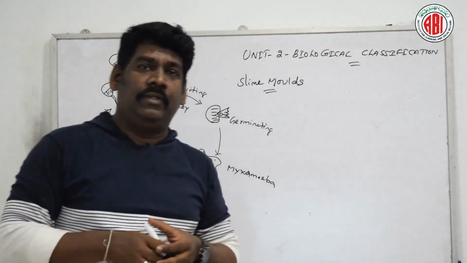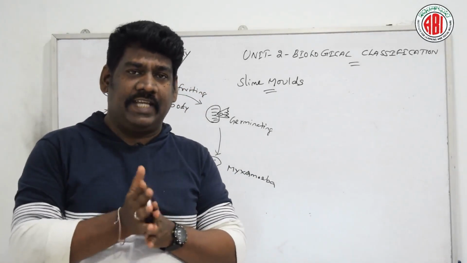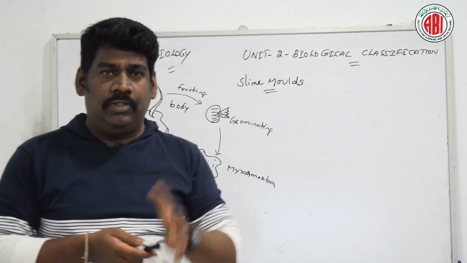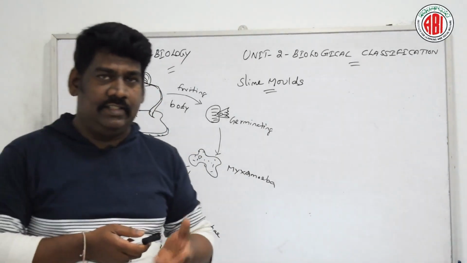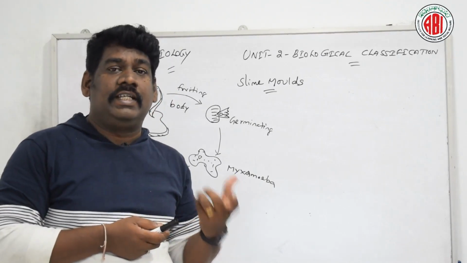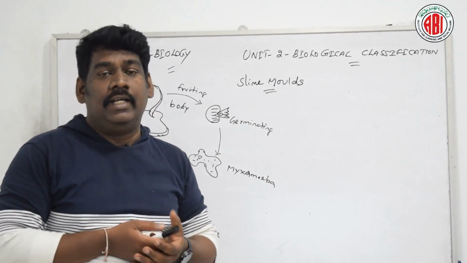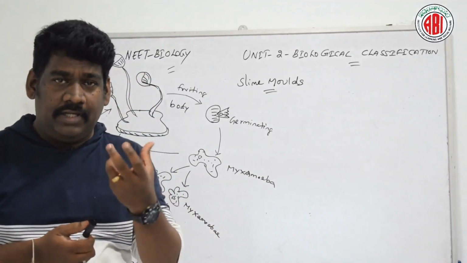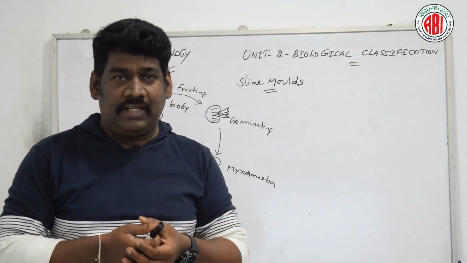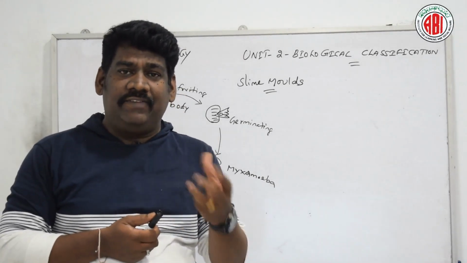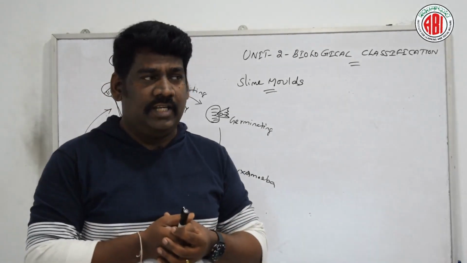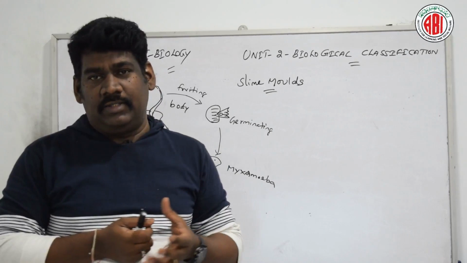What are slime molds and what are their salient, characteristic features? These slime molds are also known as slime fungus. These organisms belong to the kingdom Protista. They are a certain peculiar group of organisms and they have several characteristic features which are similar to animals.